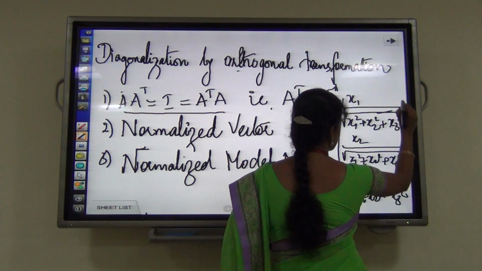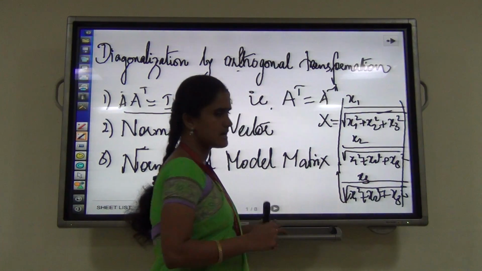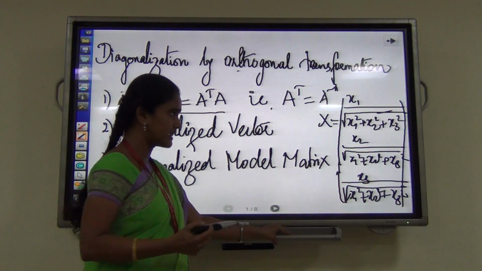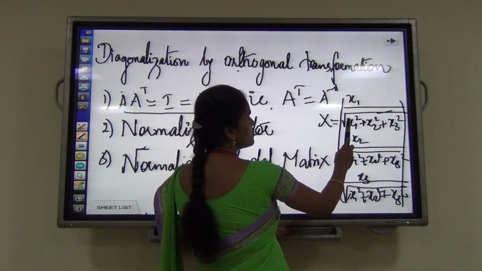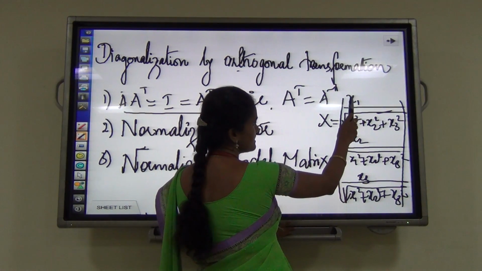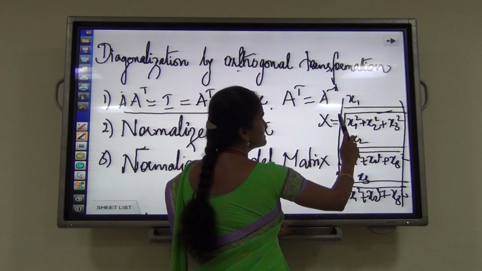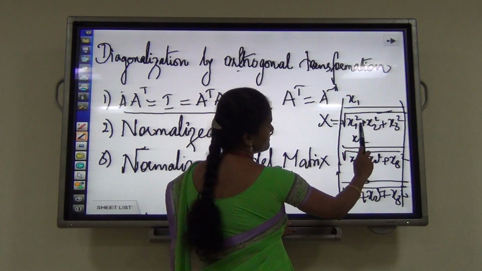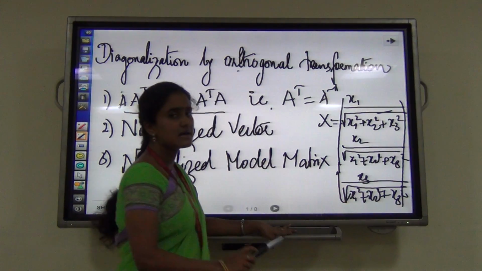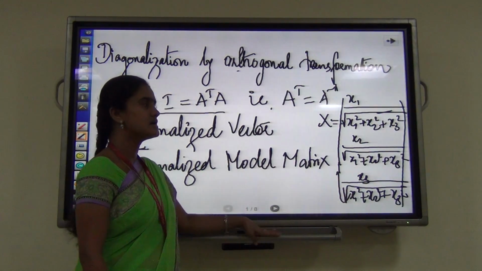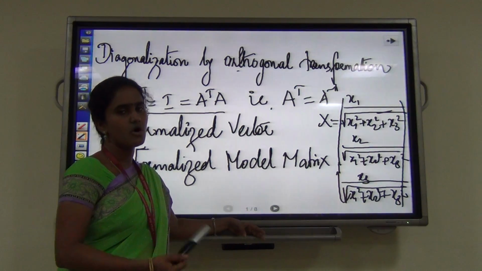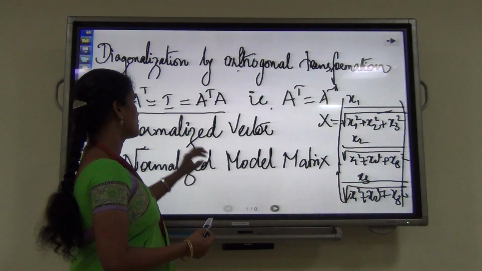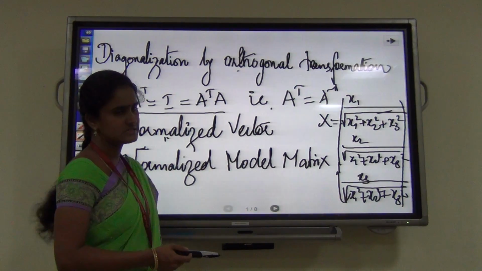So this is a way to get the normalized vector. We normalize the elements of the vector by dividing each respective element by the root of the sum of the squares of all the elements of the vector. In that way we can find the normalized vector.